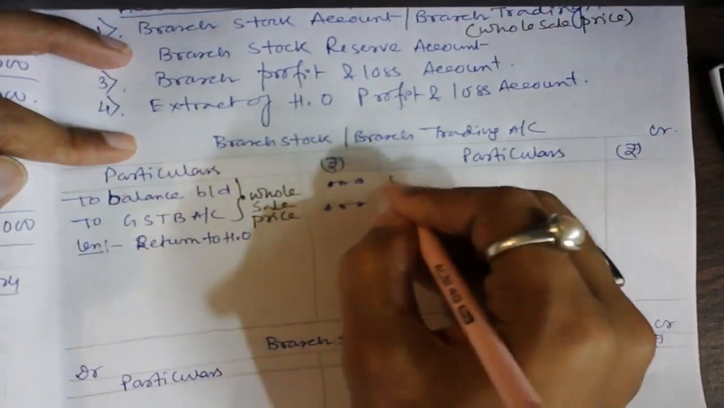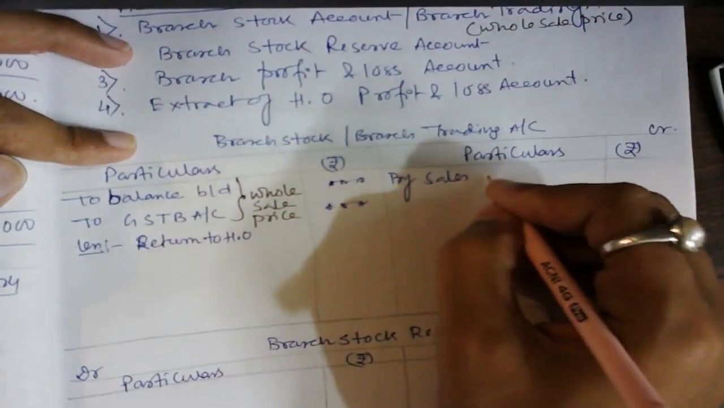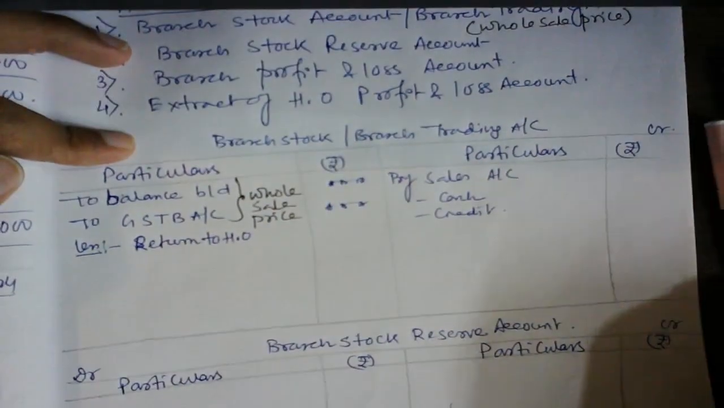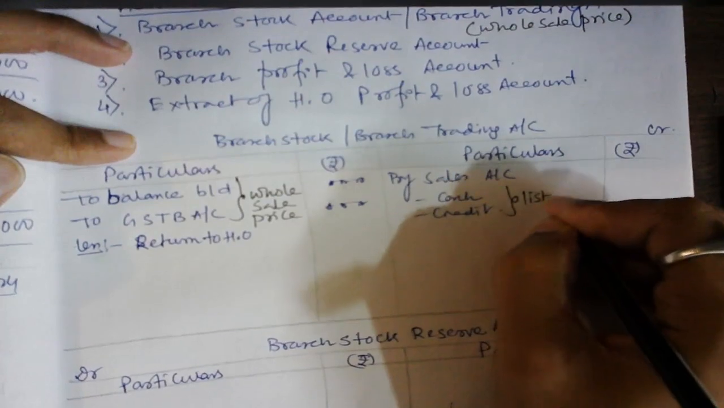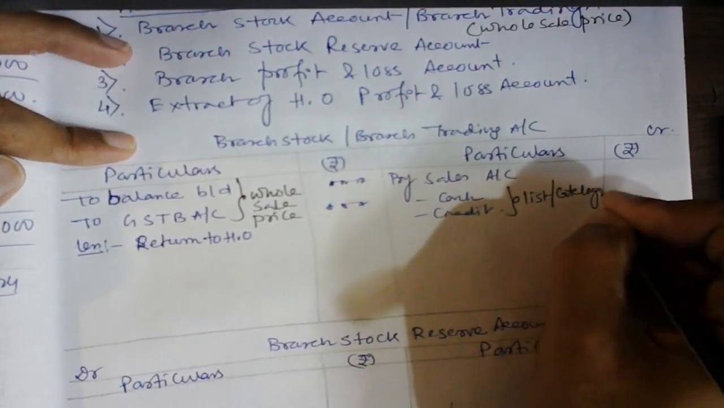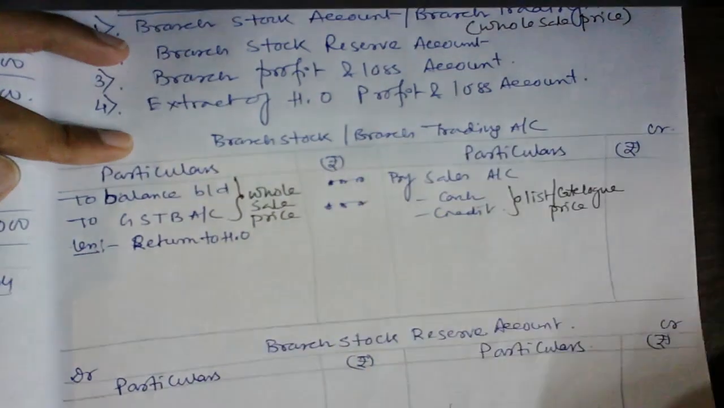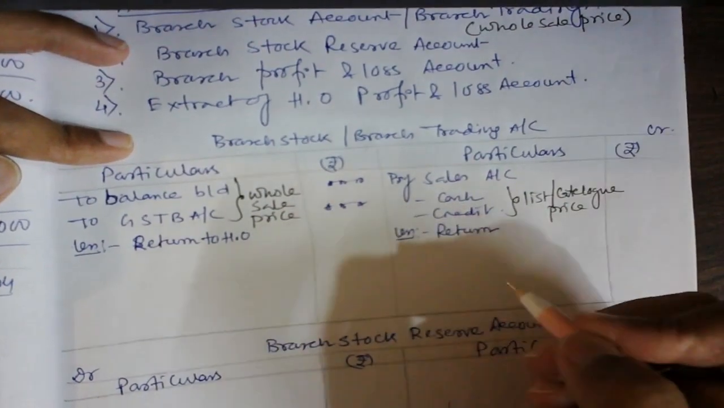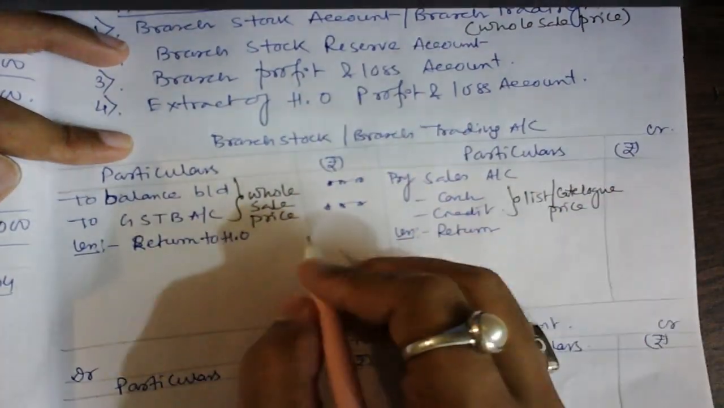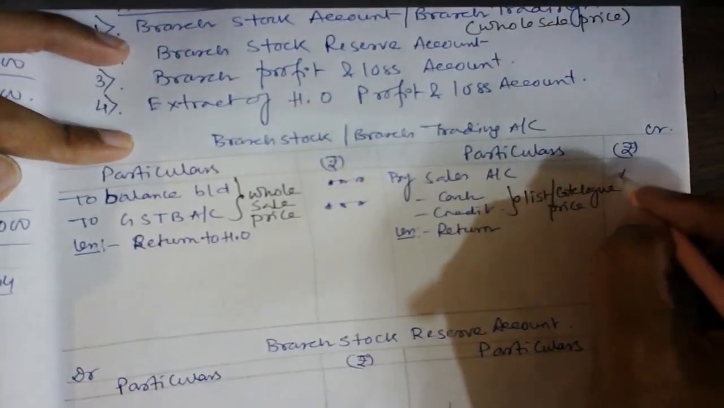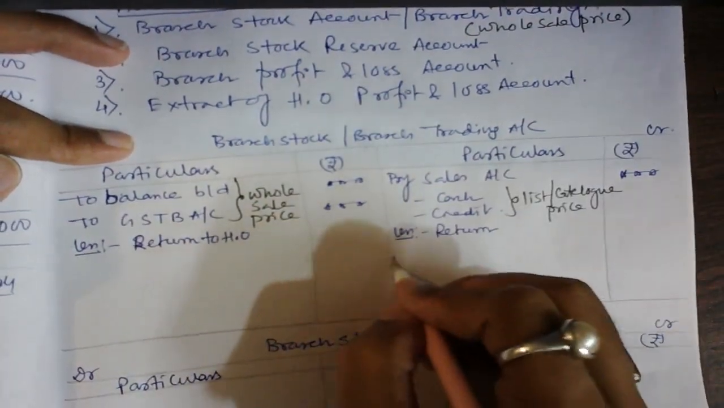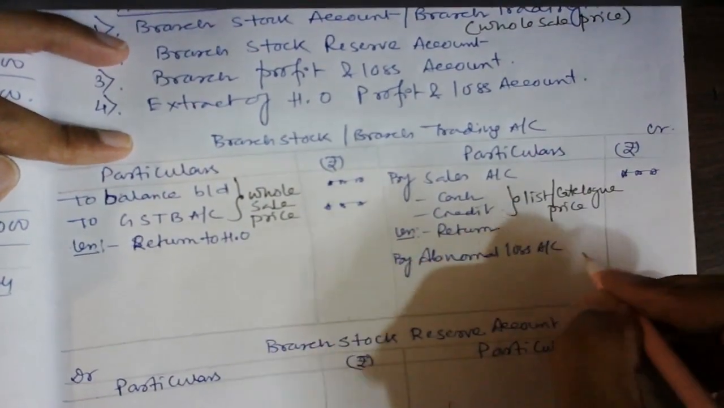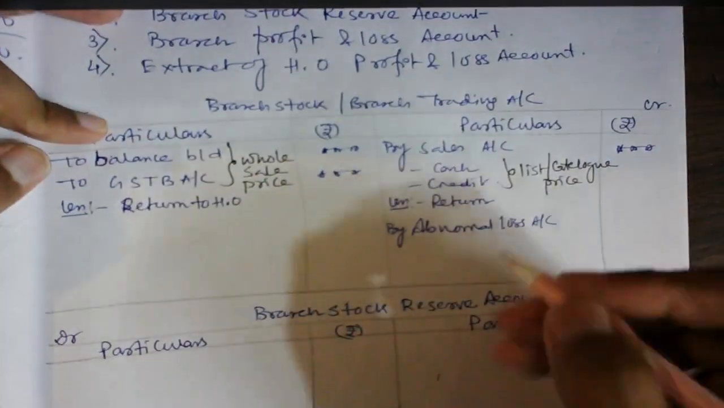Now next, on the credit side, I told you: by sales account. It will be cash and credit, and both are at list price, or catalog price. After this we have some return, maybe sales return, which we can easily adjust and it will come here automatically. After this we have some abnormal loss, by abnormal loss account. This is also at wholesale price.